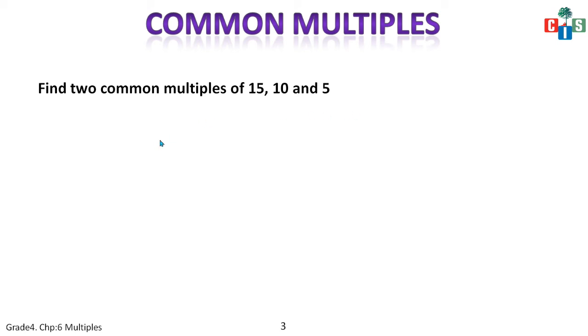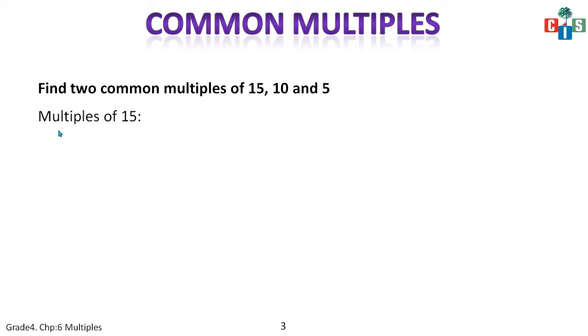So first of all, we will find the table of all the three numbers. Fine. So till which number do you find the table? Till the number 10. That is, for 15 you have to write the table till 10 times, for 10 till 10 times, and for 5 till 10 times. Okay.